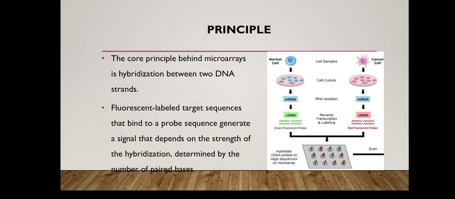Principle. The core principle behind the microarray is hybridization and signal generation. Hybridization occurs between two DNA strands, specifically the probe sequence and the target sequence. For signal generation, the strength of the hybridization signal depends upon the number of paired bases between the probe and the target sequences. This principle allows researchers to measure the gene expression level and detect genetic variation. The specificity and sensitivity of the microarray technology rely on the precise interactions between the probe and the target sequences, making it a powerful tool for genomic analysis.